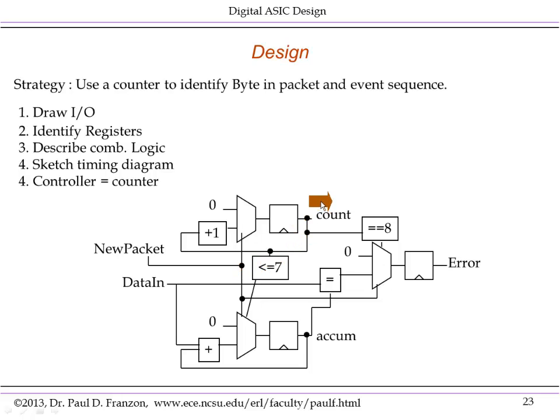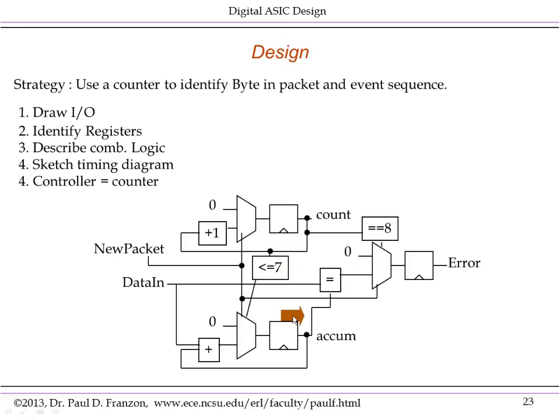So let's look at count. There are two inputs to this multiplexer, 0 and count plus 1. If new packet is high, we want to select 0. If count is less than or equal to 9, as we'll work out in a moment, then we want to keep counting.